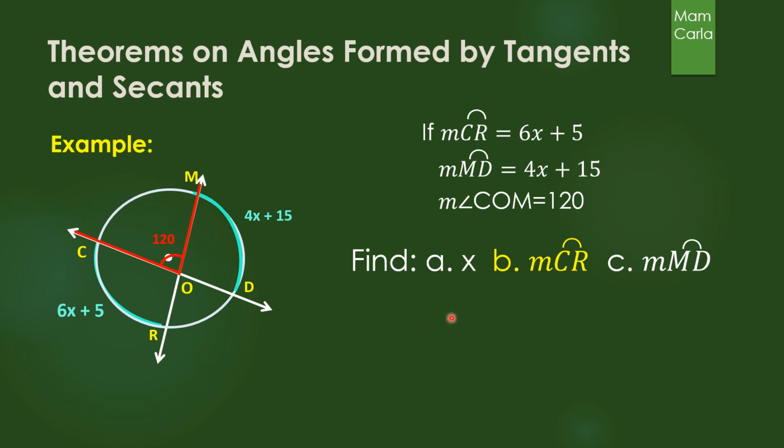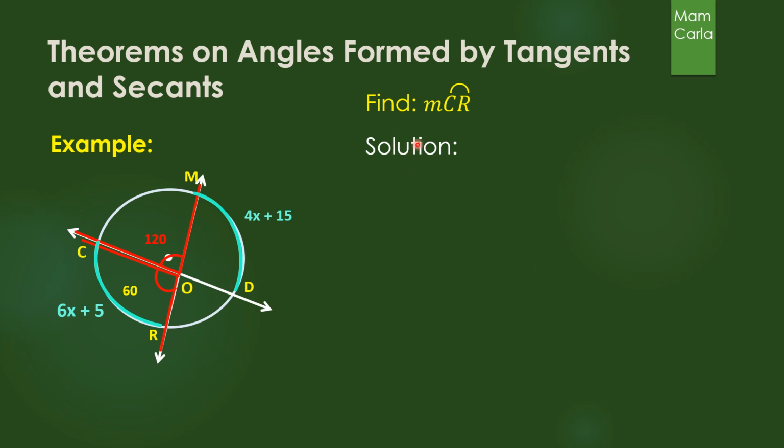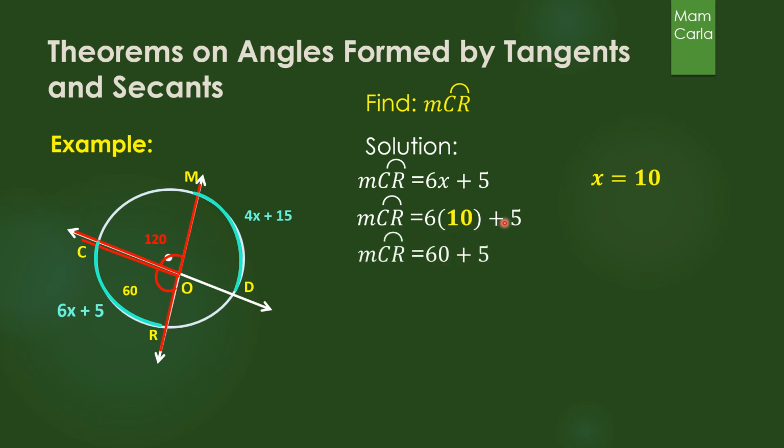Now let's move on to finding the measure of arc CR. The measure of arc CR is 6x plus 5. Knowing that the value of x is equal to 10, we substitute 10 for x. That's why we have 6 times 10, which is 60, bring down plus 5. So the measure of arc CR equals 60 plus 5, which is 65. It means that arc CR is 65.